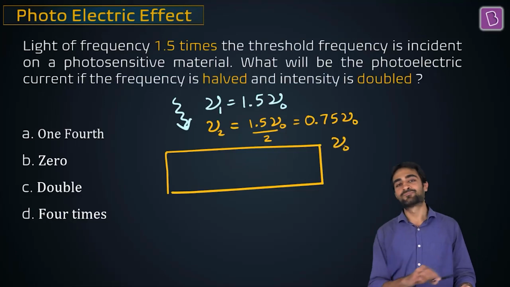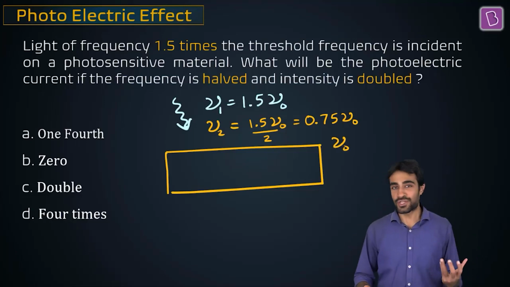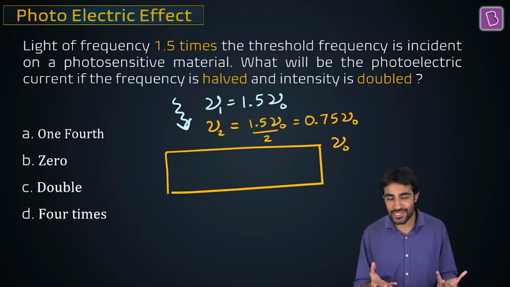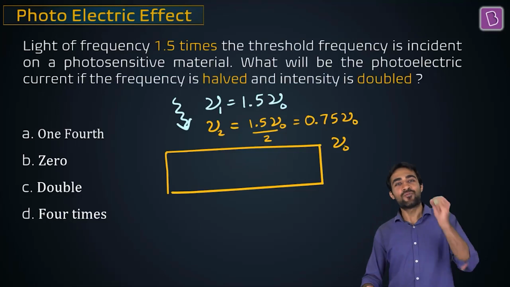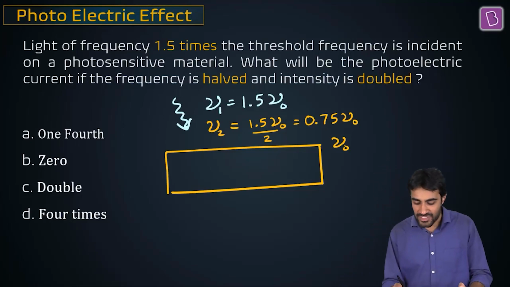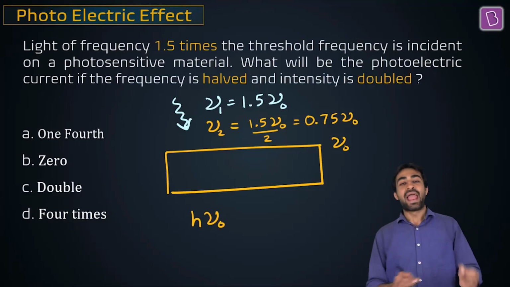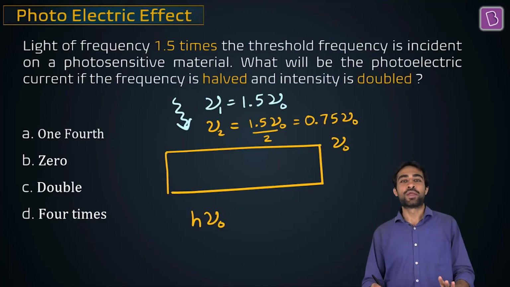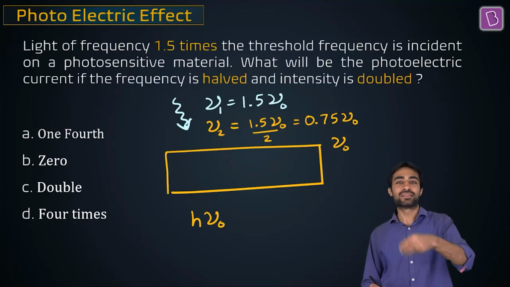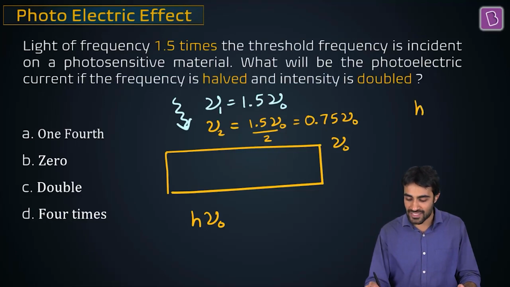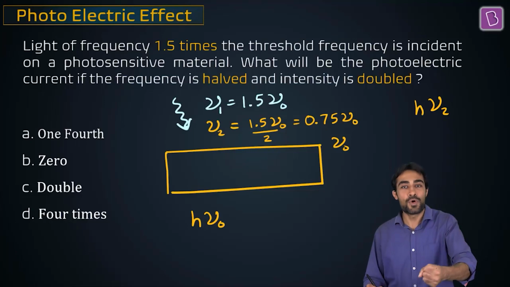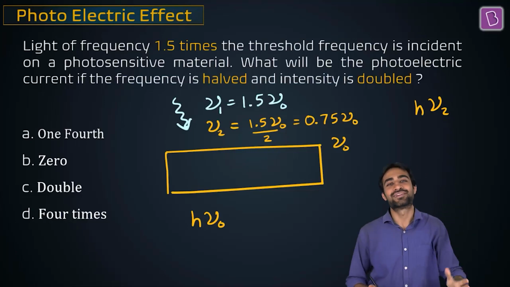Now what do you think? Is this frequency sufficient to eject the electrons out of the material? No, it is not sufficient. Why not? Because if we want to eject the electrons out of the material, we require a minimum energy of h times mu naught. And this frequency mu 2 is less than mu naught. This can provide a chunk of h times mu 2, and this is not sufficient to pull an electron out of the material.